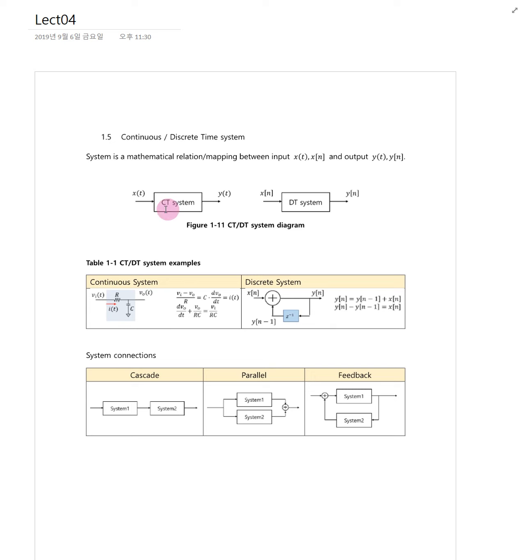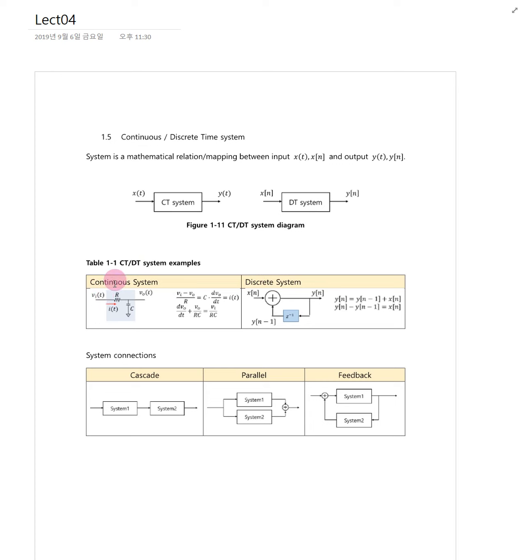The continuous system works like this: a continuous input is applied to the continuous time system, and this system transforms the input signal to the output continuous signal. Similarly, a discrete time system also takes an input sequence and transforms the sequence to the output. Here are some examples. The big difference between continuous time and discrete time is this one. A continuous time system is described by differential equations, but a discrete time system is described by difference equations. This table shows that example.